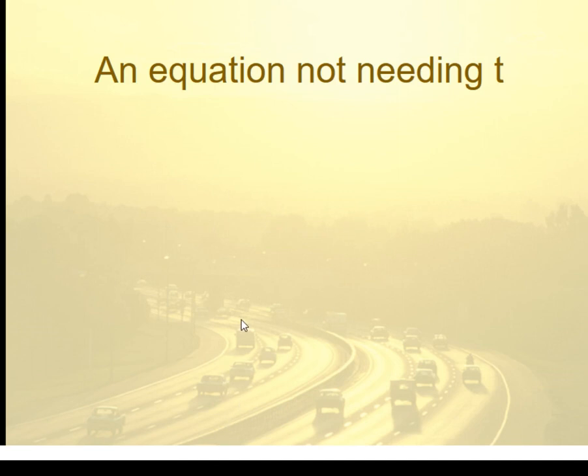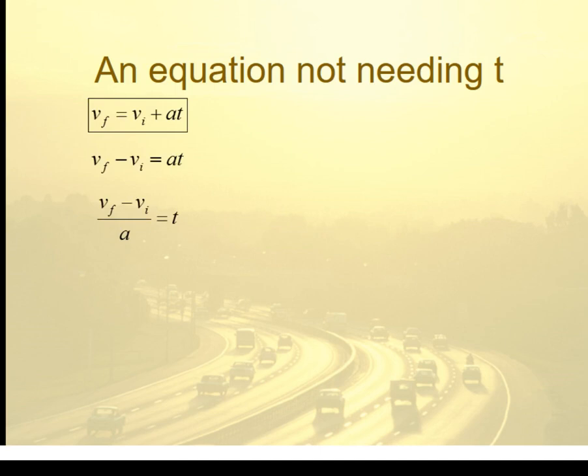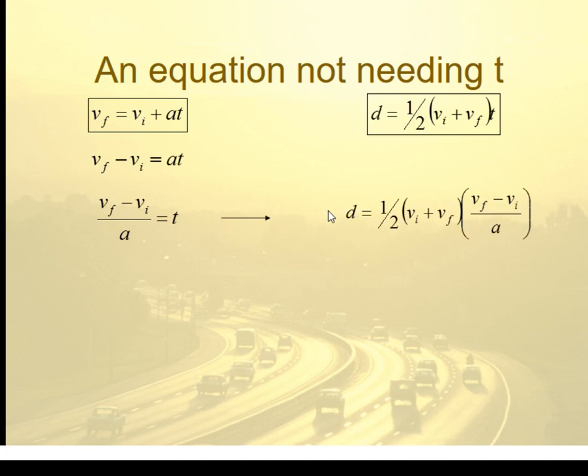Sorry about that. So what if we needed an equation that we didn't have t? Well, we have this equation, and we can solve that for t. And then we have this equation. What if we put this in here where the t goes, and we do some algebra magic to it? We get this useful formula: 2AD equals VF squared minus VI squared.